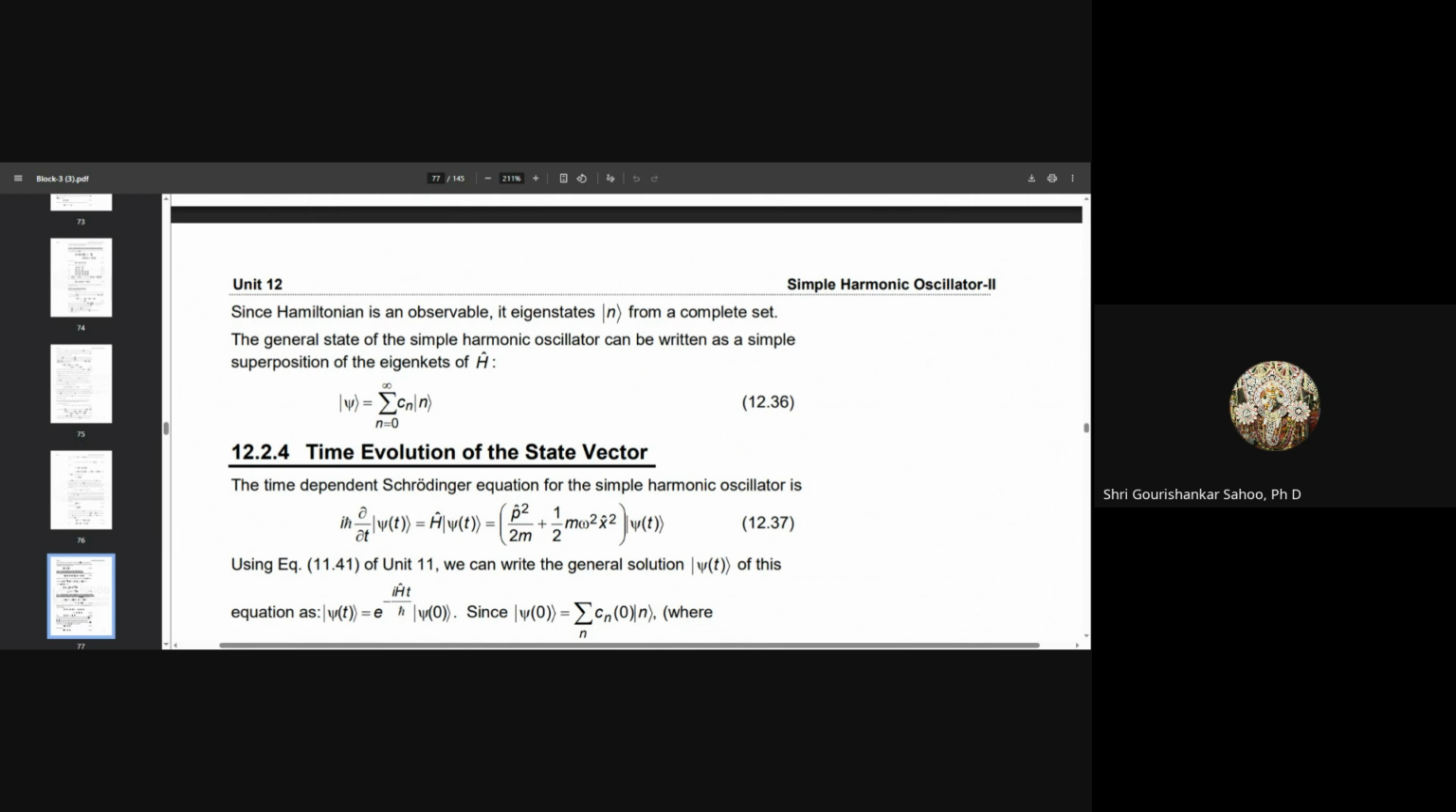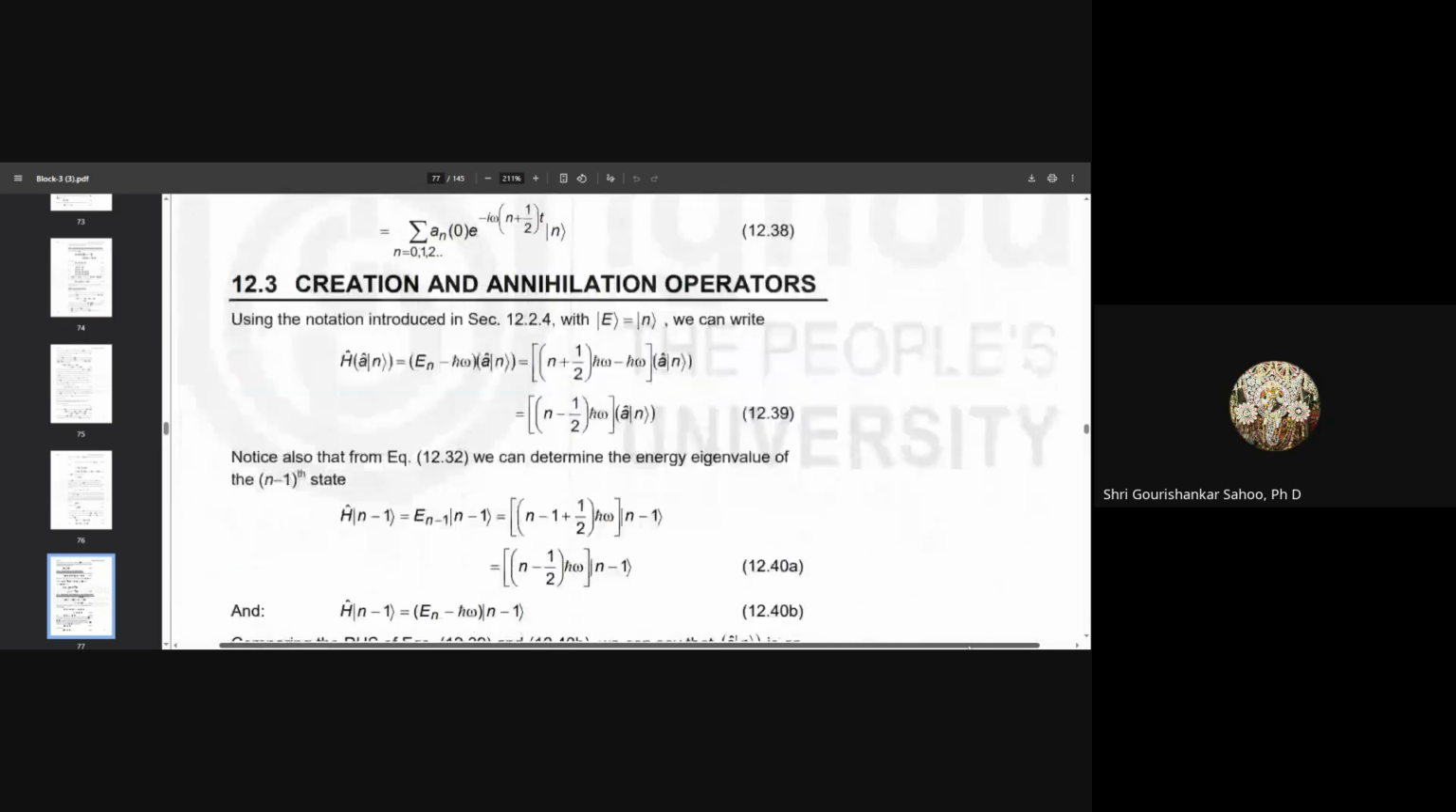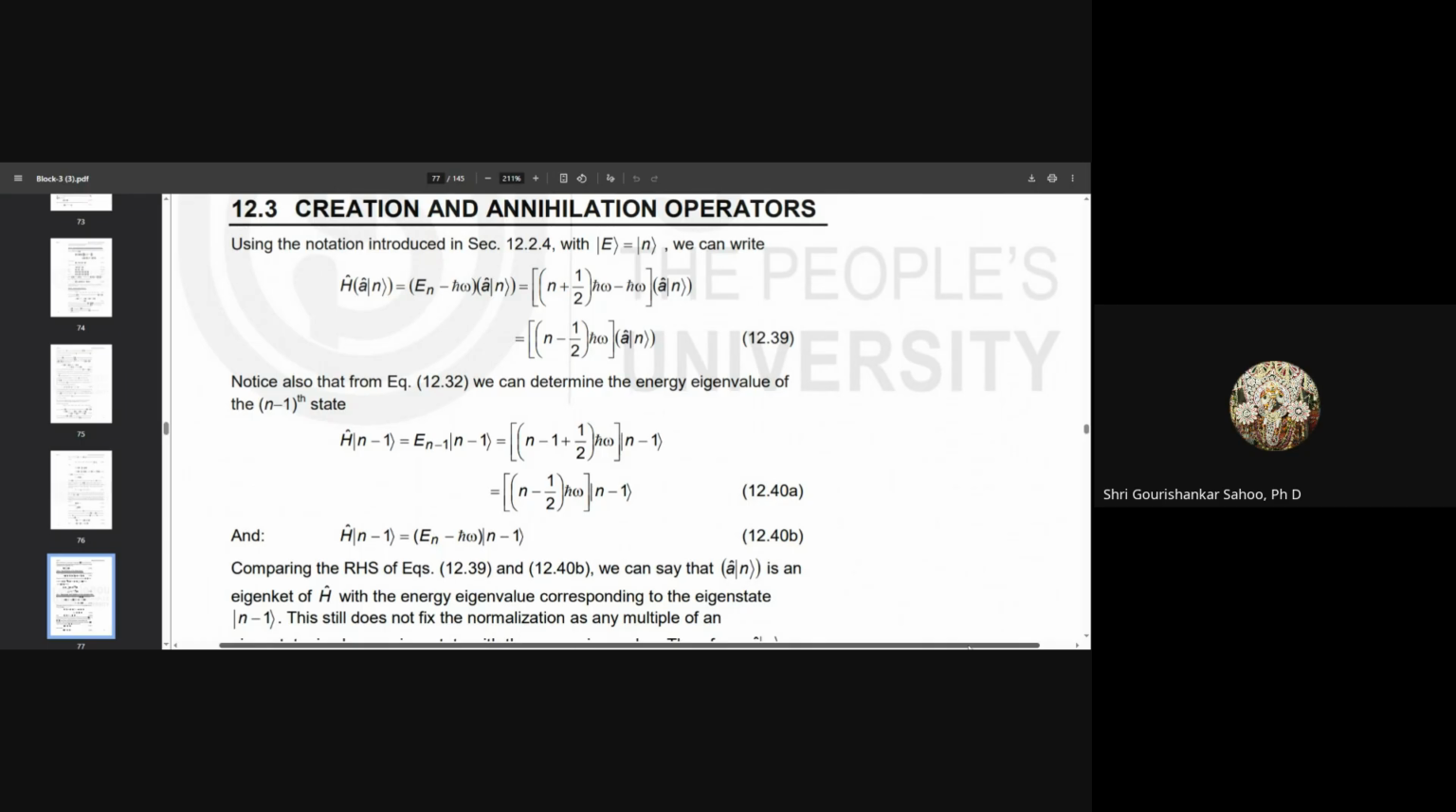Dirac notation. So psi can be written with expansion coefficient C n, then time evolution of the state vector: psi of t is equal to summation n equal to 0, 1, 2 of C n e to the power minus i omega (n plus half) t ket n, and then the creation and annihilation operators. So ket E can be written as ket n. So you can write H cap A cap n is equal to (n minus half) ħω A cap n, and you can write H cap n minus 1 is equal to (E n minus ħω) n minus 1.